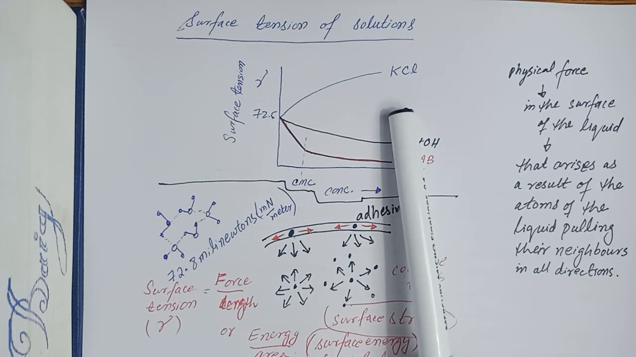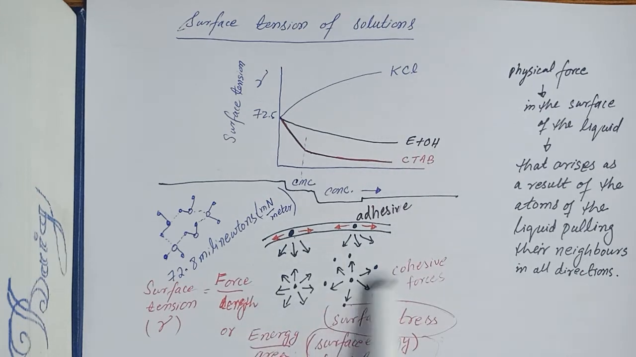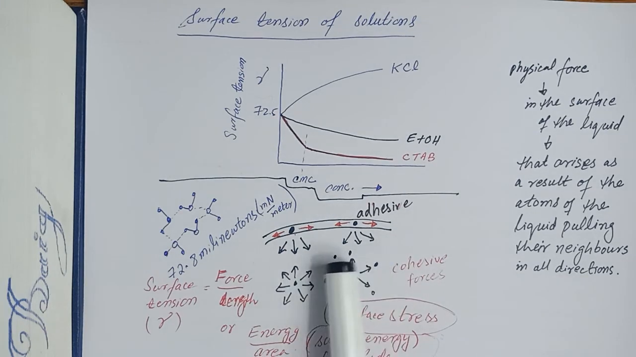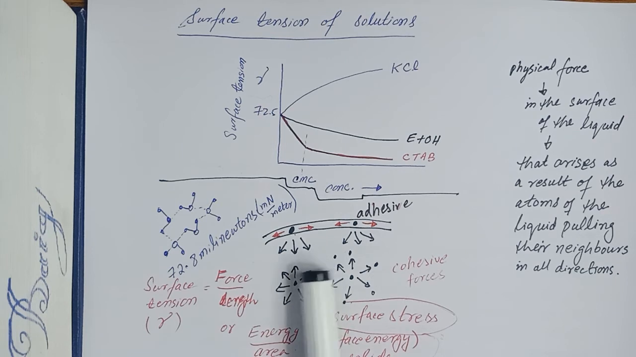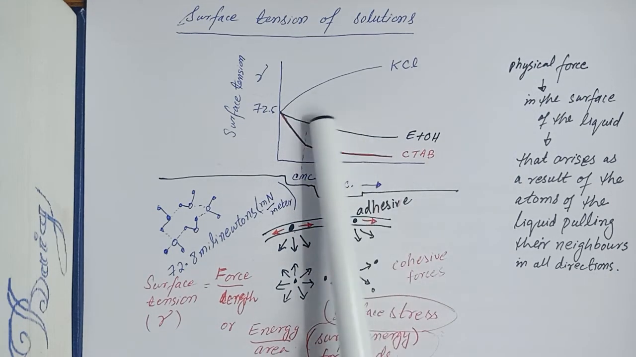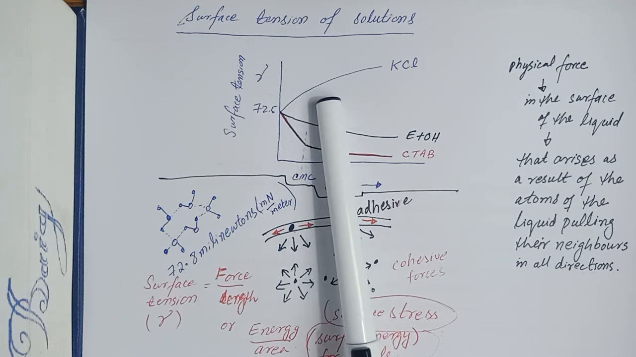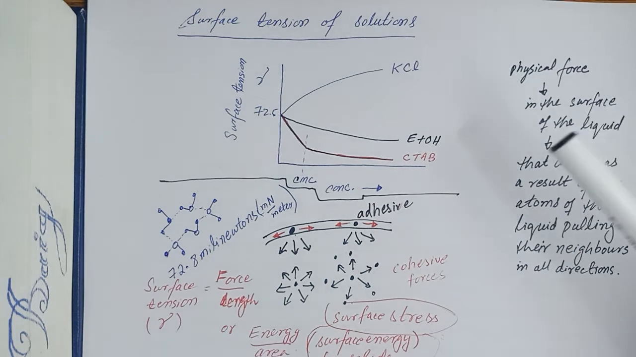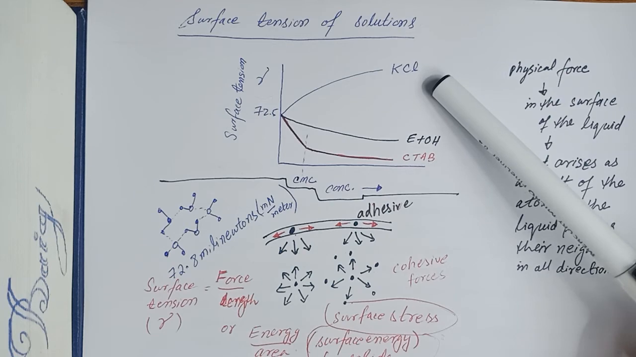So due to the increase in the intermolecular or cohesive forces, there is an increase in the inward pull that makes the surface more stretched. So an increase in the concentration of potassium chloride in the solution increases the surface tension, which implies an increase in the surface energy of the solution, which is unacceptable in thermodynamics.